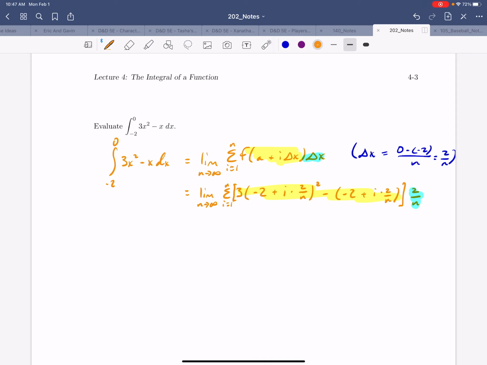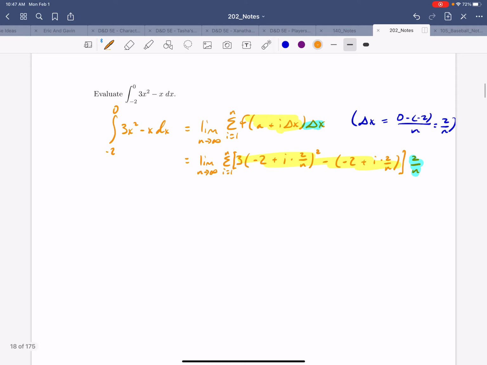So now the rest that we're going to do, up until toward the end, is just a bunch of algebra. We're going to square, we're going to FOIL out that -2 plus i delta x part. And then we're going to combine like terms, then we're going to multiply through by 2 over n. Okay, just a heads up. Warning, arithmetic ahead.